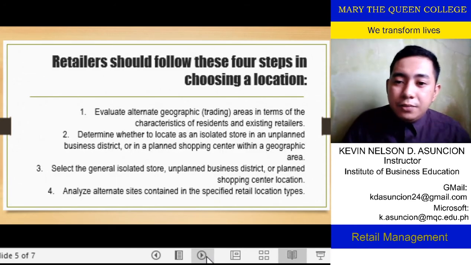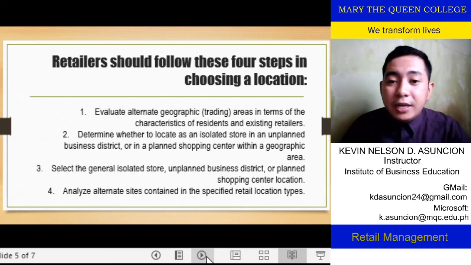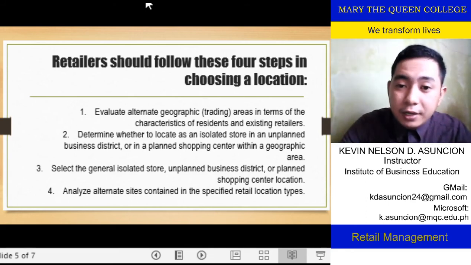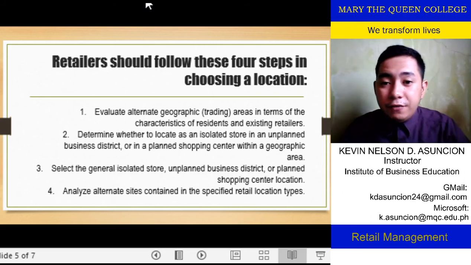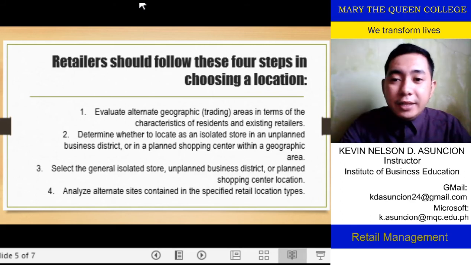So, what are the four steps? We have four steps in choosing a location. First, you need to evaluate alternatives.